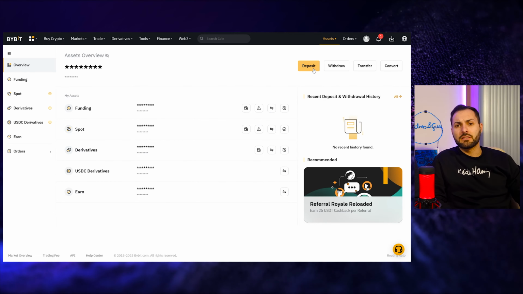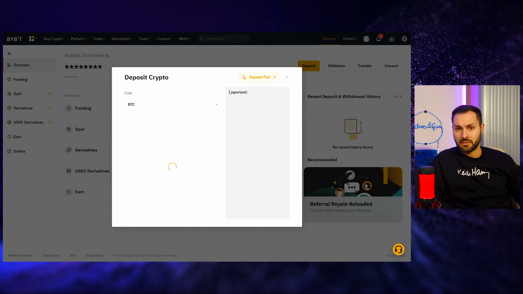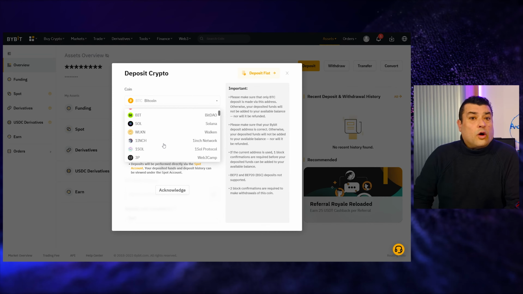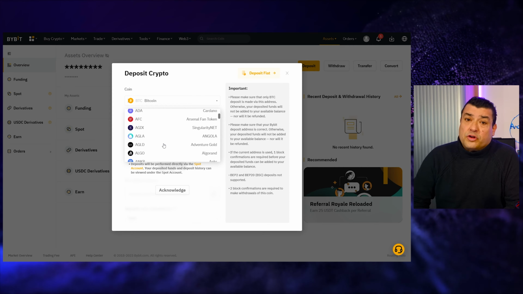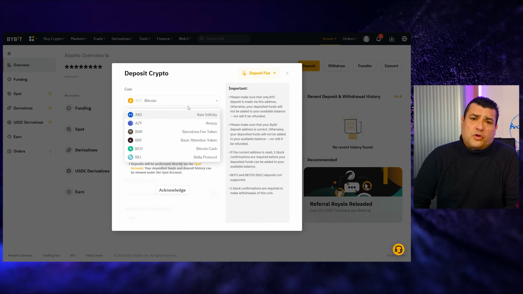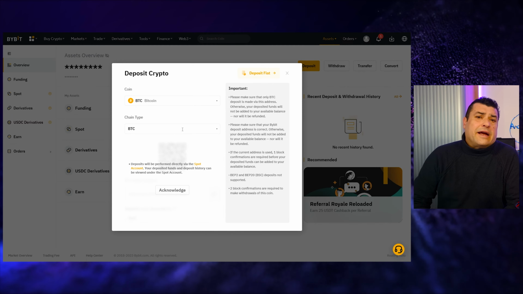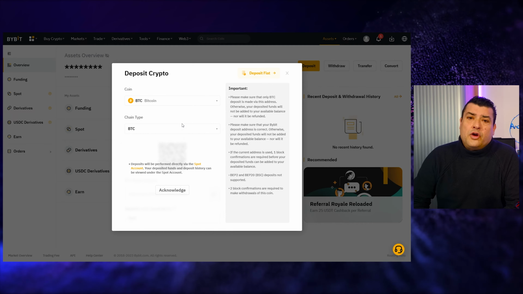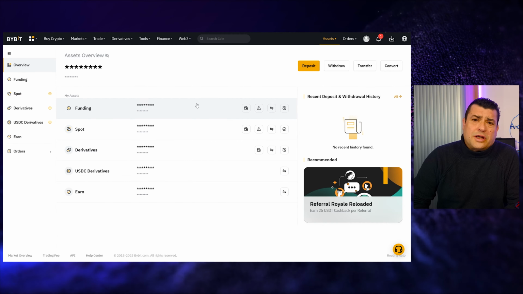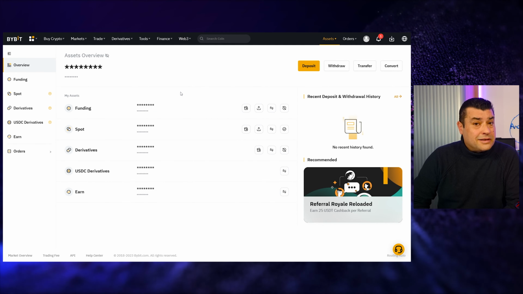To deposit funds, select Deposit from the top of the screen, choose a cryptocurrency from the list and follow the instructions. Note that Bybit does not support fiat currency deposits, as it is primarily a crypto-to-crypto exchange. However, if you don't have any crypto, you can buy USDT or USDC directly from Bybit using a credit or debit card at zero fees.